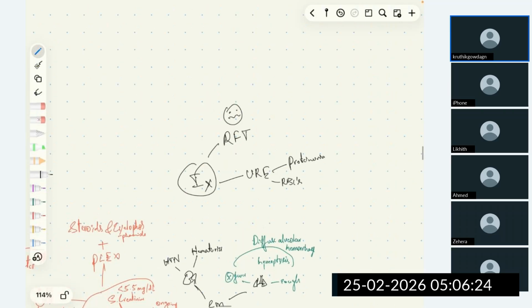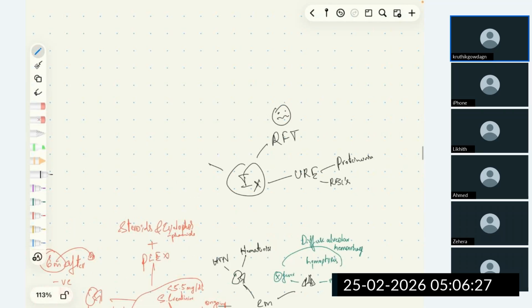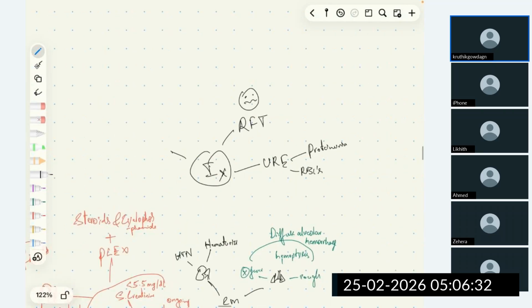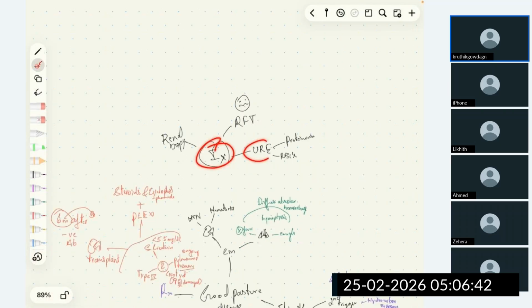And also we see the changes in renal biopsy: the proliferative changes, the crescent formation, increased cell numbers, all those things. Under investigations, you can mention urine routine examination, proteinuria, RBCs, severe impairment of RFT, and all those things which are tested in RFT. I am sure that all of us know this. And then followed by renal biopsy, which shows cellular hyperplasia and crescent formation.